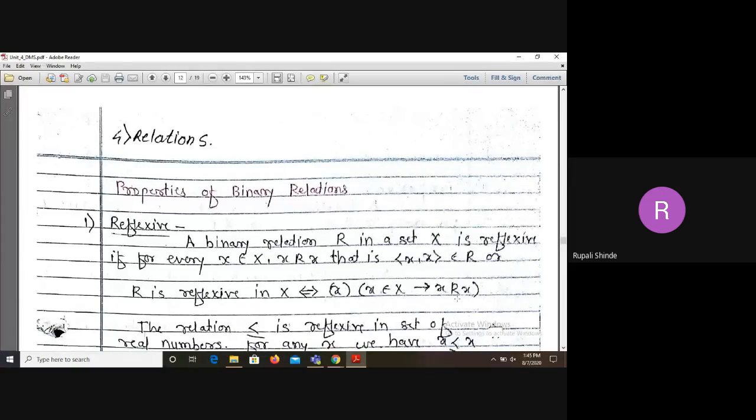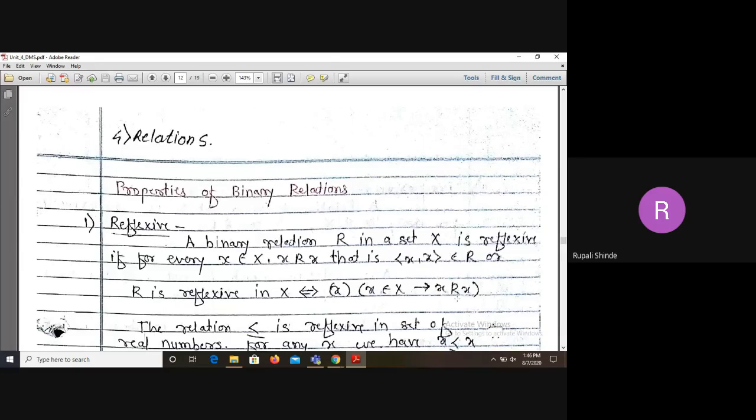So what is the meaning of this reflexive property? For every x, means what? For every element of that set X, there should be an ordered pair x comma x, and that ordered pair must belong to relation R. Then only we can say that that relation is a reflexive relation.